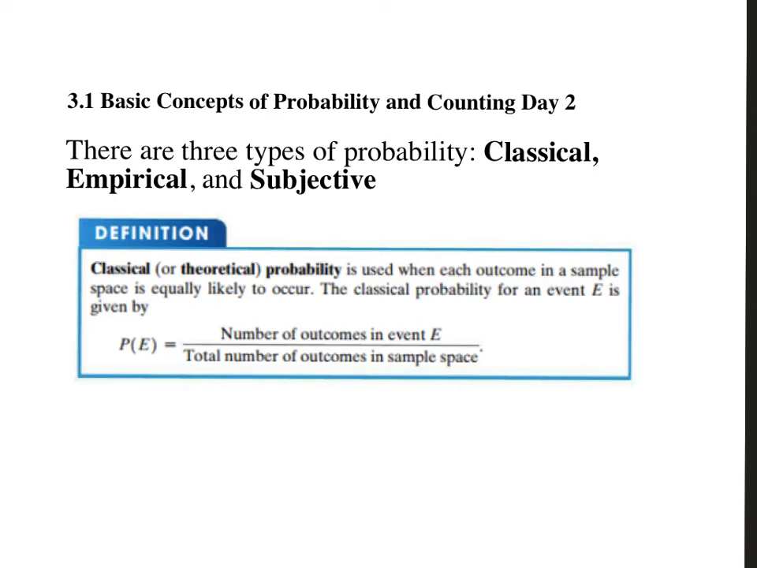All right, guys, we are looking at day 2 of section 3.1, basic concepts of probability and the fundamental counting principle. Today we're going to talk about classical, empirical, and subjective types of probability.